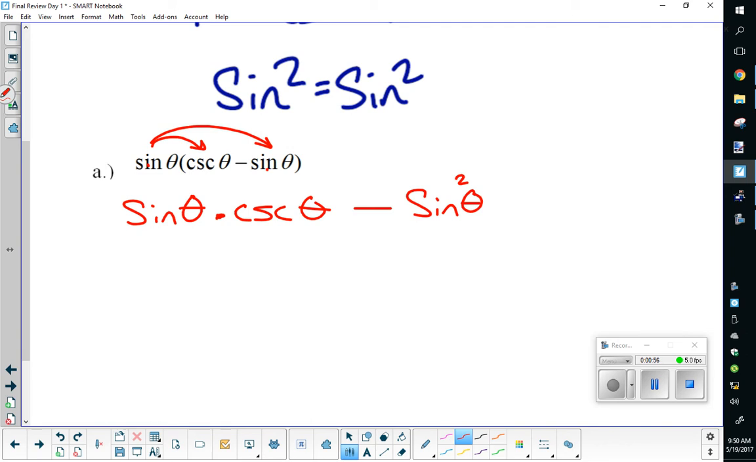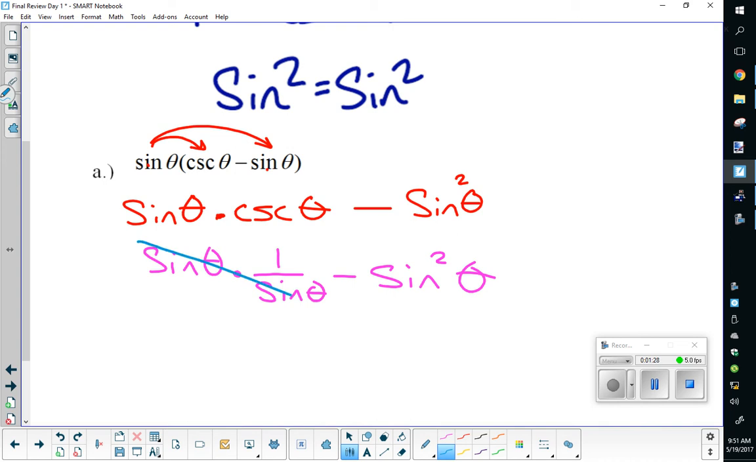Sine squared. Everybody good to there? You can remember this probably, but I'm going to write it out just so we know. Sine. Cosecant, right now that's not in terms of sine. How is cosecant related to either sine or cosine? It's the reciprocal of sine, so it's 1 over sine. I've got sine times 1 over sine. I'm multiplying reciprocals.